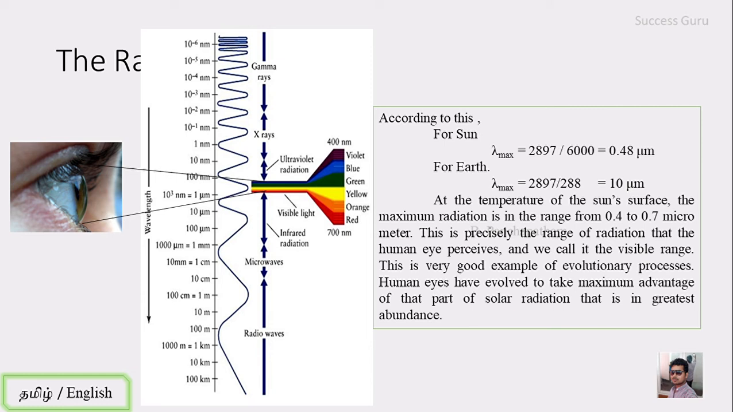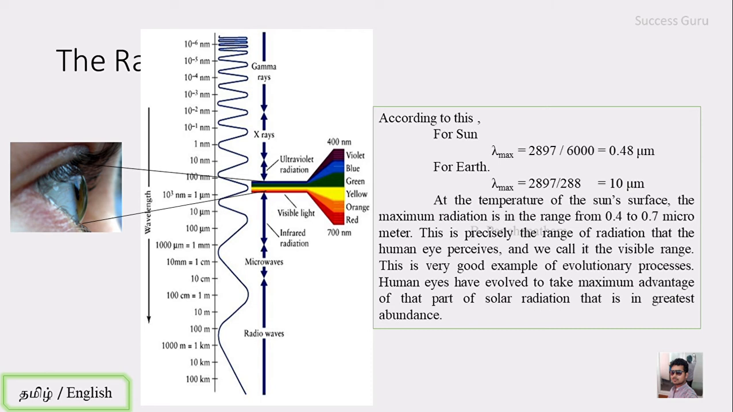At the temperature of the sun's surface, the maximum radiation is in the range of say 0.4 to 0.7 micrometers, and this is precisely the range of radiation that the human eye perceives, and we call it the visible range. And this is a very good example of an evolutionary process, that the human eye has evolved to take maximum advantage of that part of the solar radiation that is in greatest abundance.